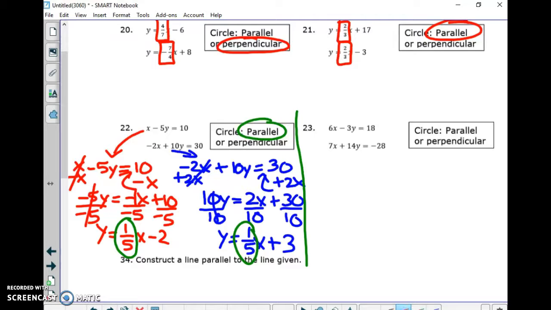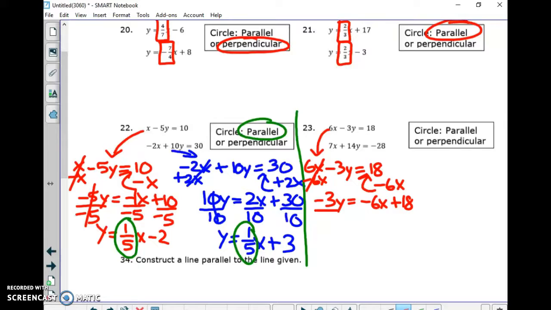Alright. And let's do the same thing over here. Bring this down. 6x minus 3y equals 18. Minus 6x, minus 6x. Draw my arrow. Cancel those out. Bring down negative 3y equals negative 6x plus 18. Divide by the coefficient negative 3. Everything gets divided. Cancel them out. y equals negative 6 over negative 3 is positive 2x. 18 over negative 3 is negative 6.